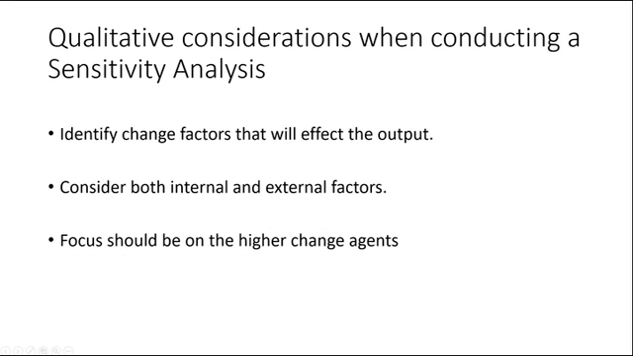Next, let's look at some qualitative considerations when conducting a sensitivity analysis. Identify the change factors that will affect the output. As the name implies with qualitative, we're looking for non-numerical values. Since this is business class, this would be things like company reputation. If the company has a great reputation and it's been around several years, a company like Nike, for example, you can deduce that one bad marketing advertisement won't cause the company to crumble.